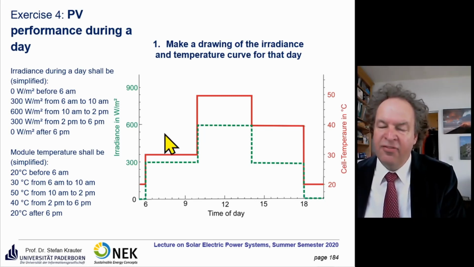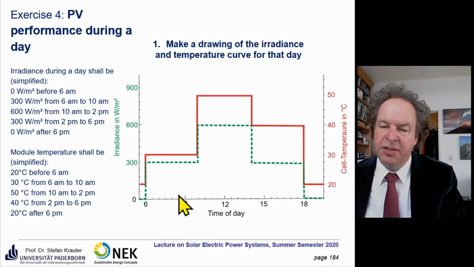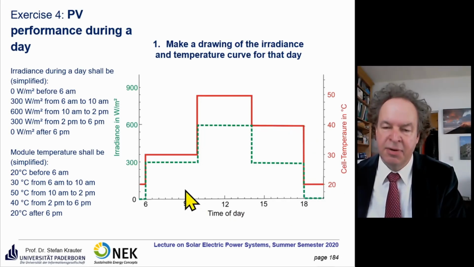Then we have the temperature values as told here. This is a right scale here. So we have 20 degrees before 6 a.m. and after 6 p.m. Then in the morning it starts to elevate until 30 degrees until 2 hours before midday. Then it starts to reach its highest temperature of 50 degrees. Then it's going down to 40 degrees and then in the nighttime again to 20 degrees.